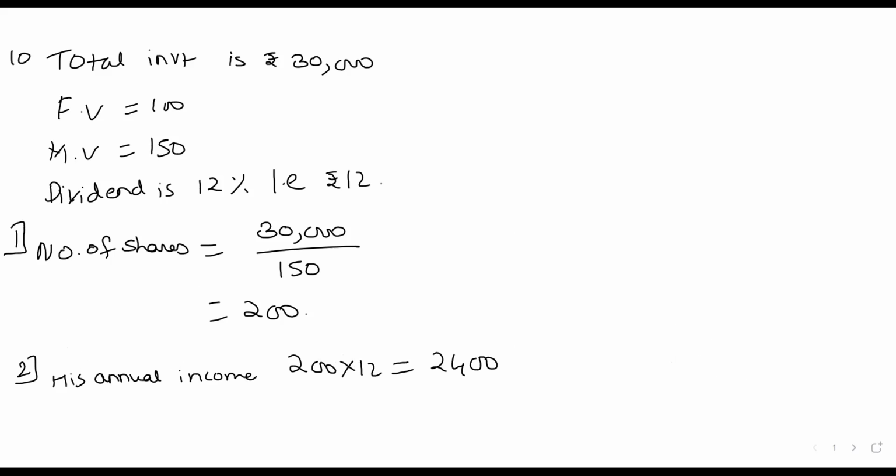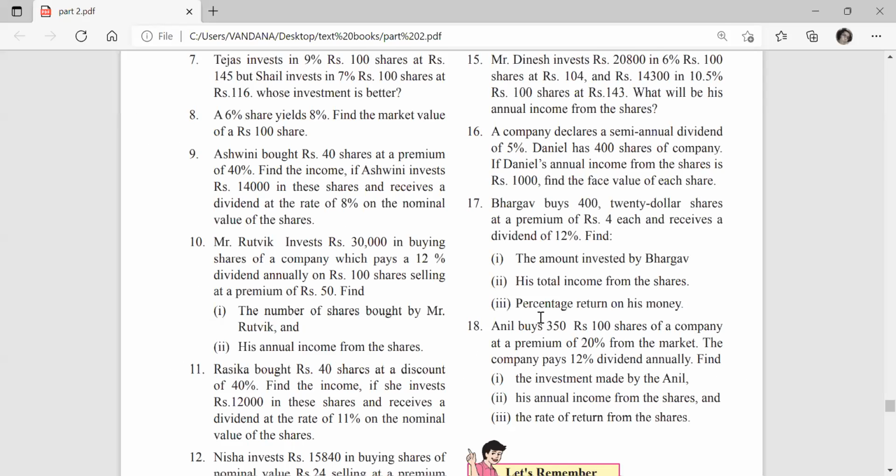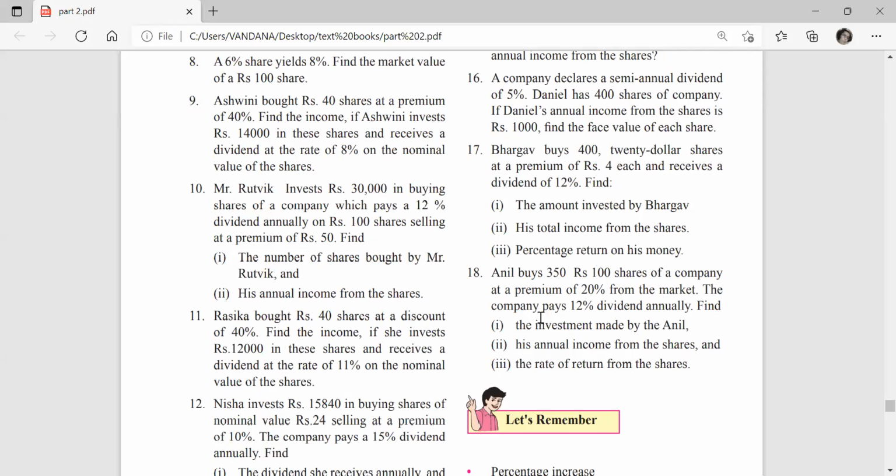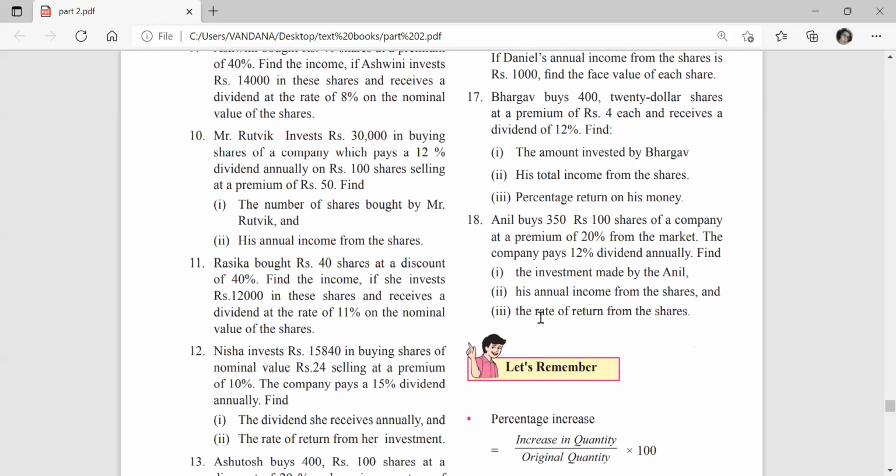Simple. Question number 11. Rasika bought ₹40 shares at a discount of 40%. तो एक शेयर 40 रुपीज का 40% डिस्काउंट पे. Find the income if she invests 12,000 in these shares and receives a dividend at 11% on nominal value.